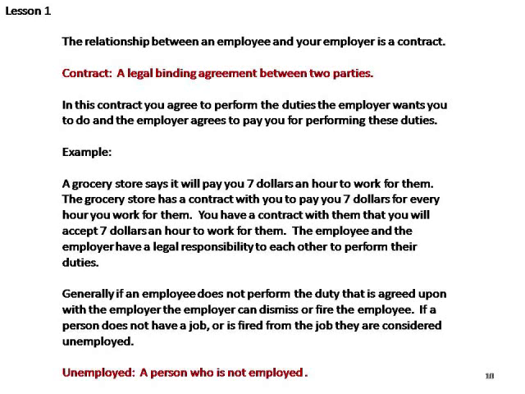Generally, if an employee does not perform the duty that is agreed upon, the employer can dismiss or fire the employee. If a person quits a job or is fired from the job, they are considered unemployed. Unemployed: a person who is not employed.